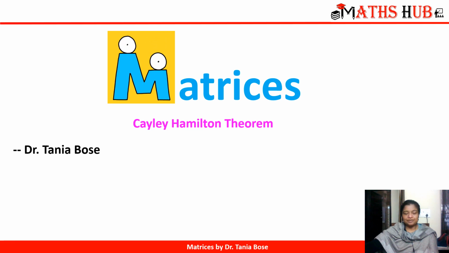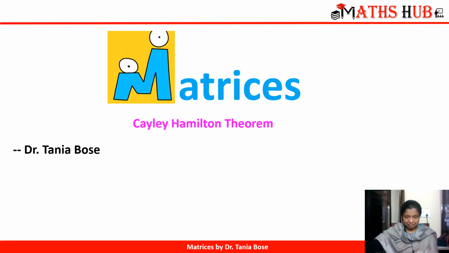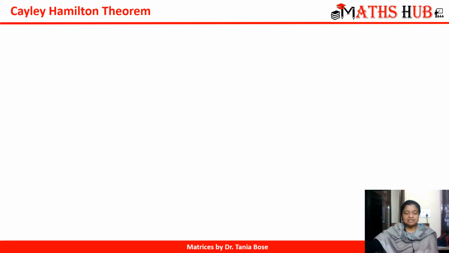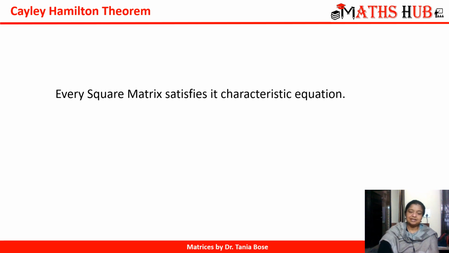So today in this video I'll talk about the Cayley Hamilton theorem. So what does the Cayley Hamilton theorem tell? It says that every square matrix satisfies its characteristic equation. We have just done what a characteristic equation is in the previous video.